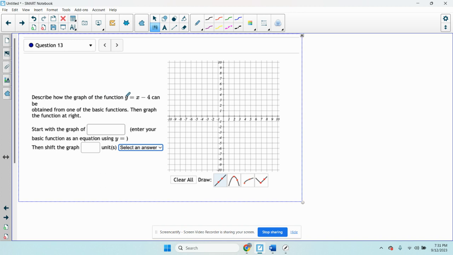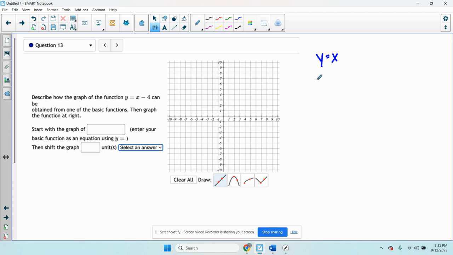This says, describe how the graph of the function y equals x minus 4 can be obtained from one of the basic functions. Then graph the function at right. Start with the graph of, so when it says basic functions, it means our basic functions would be y equals x squared, y equals square root of x, y equals maybe x cubed. Those are our basic functions. Oh, these right here, the ones at the bottom here, y equals absolute value of x, I guess not x cubed. These are the four: y equals x, y equals x squared, y equals the square root of x, and y equals the absolute value of x. So we just want to use y equals x.